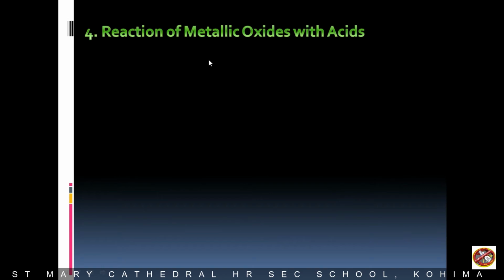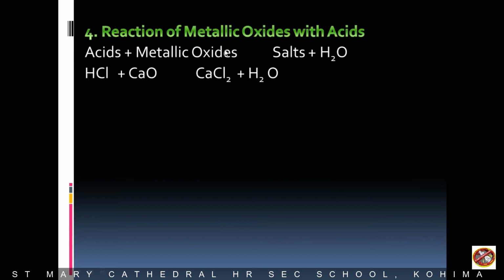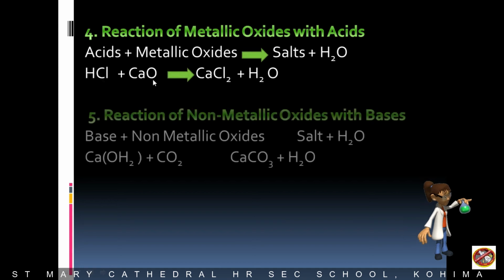Now see over here, reactions of metallic oxides with acid. When a metallic oxide reacts with acid, what will you get? Salt and water. Hydrochloric acid, when it reacts with calcium oxide, which is a metallic oxide, gives you calcium chloride plus water.